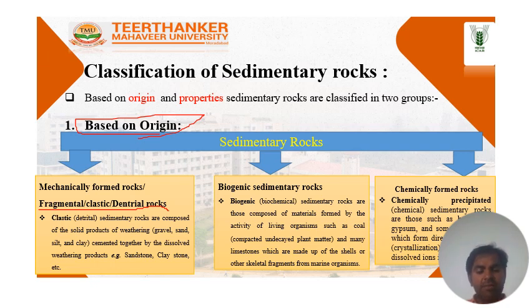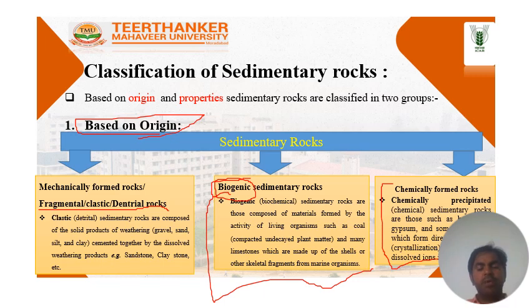Here, mechanically formed sedimentary rocks means physical agents are involved in the formation of such types of rocks. So that is known as mechanically formed rocks. In the case of biogenic sedimentary rocks, chemical reactions are involved in the formation of these rocks. And in chemically formed rocks, a completely chemical reaction is involved in the formation of such types of rocks. And biogenic means some microorganisms are involved in the formation of this rock.